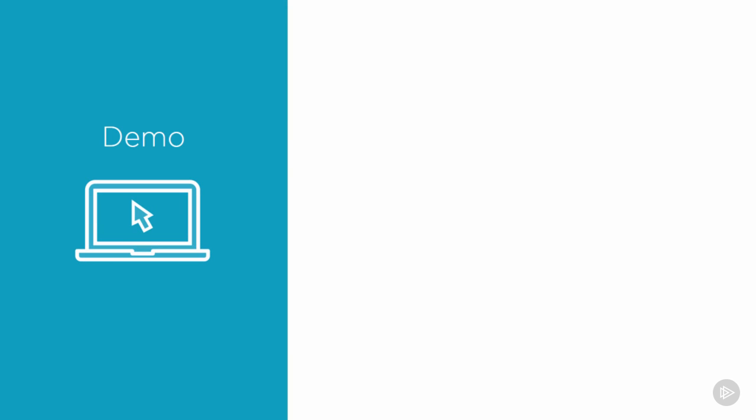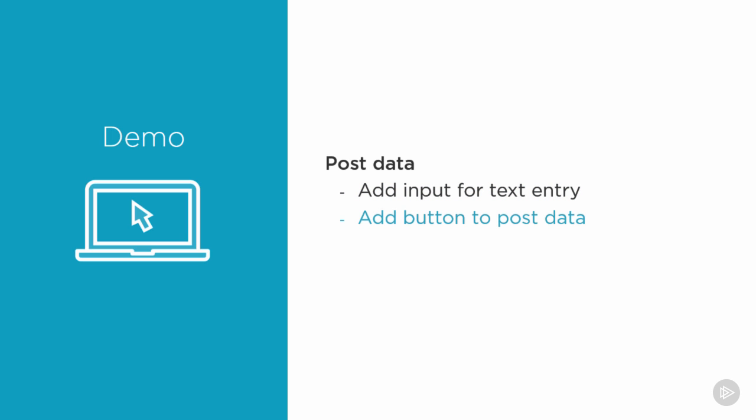In this demo, we're going to now post data. This is going to be done by modifying a view to add an input so we can receive text entry from the end user. We'll also need to add a button so that they can post that data to the server. And then we're going to see what we need to do inside of the controller in order to receive that data and return it, and then go back to the view so that we can echo it so the user can see it displayed.